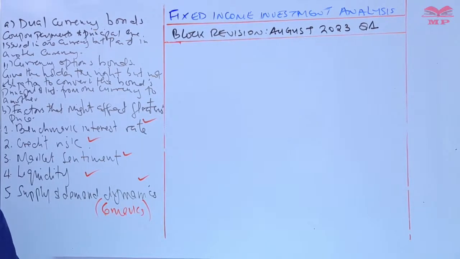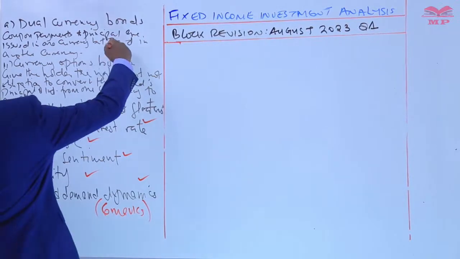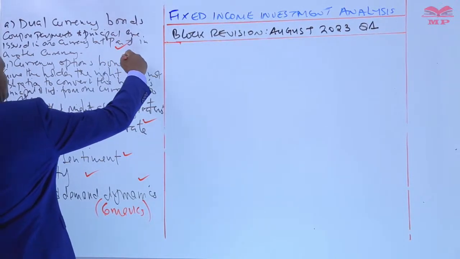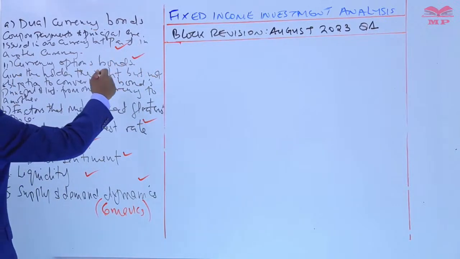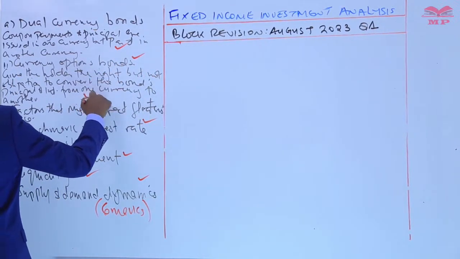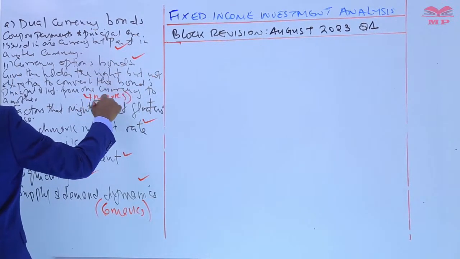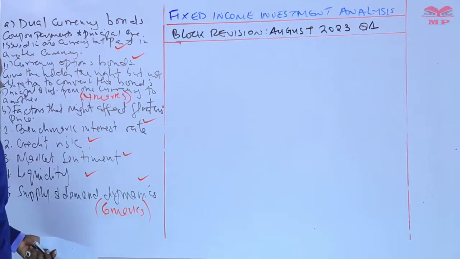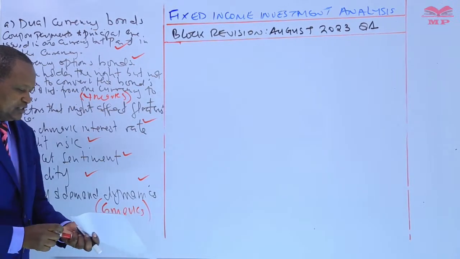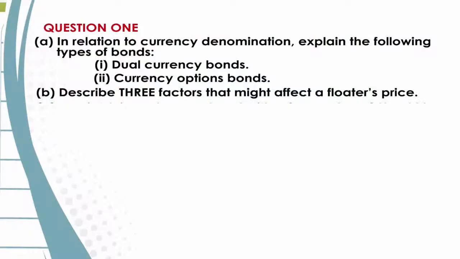In part A of the question, we explained dual currency bonds and currency options bonds. These were to earn a total of 4 marks. So candidates, you can see these are easy 10 theory marks. We move on to part C.